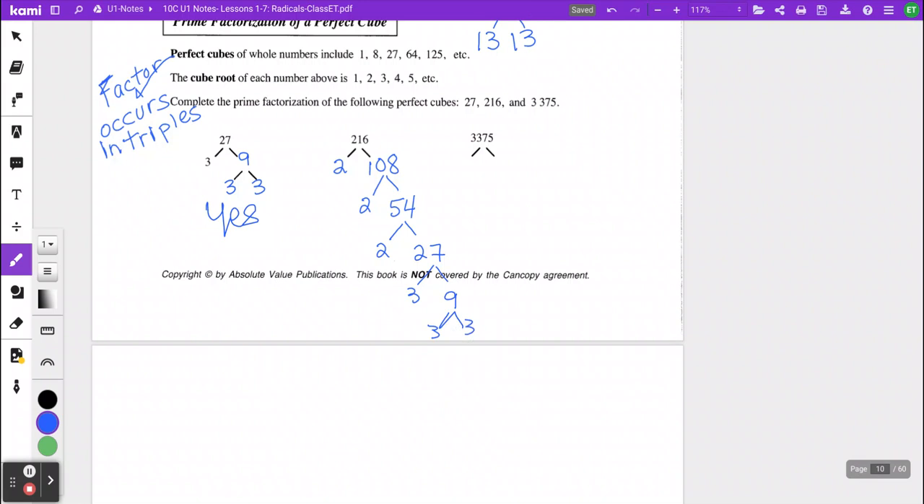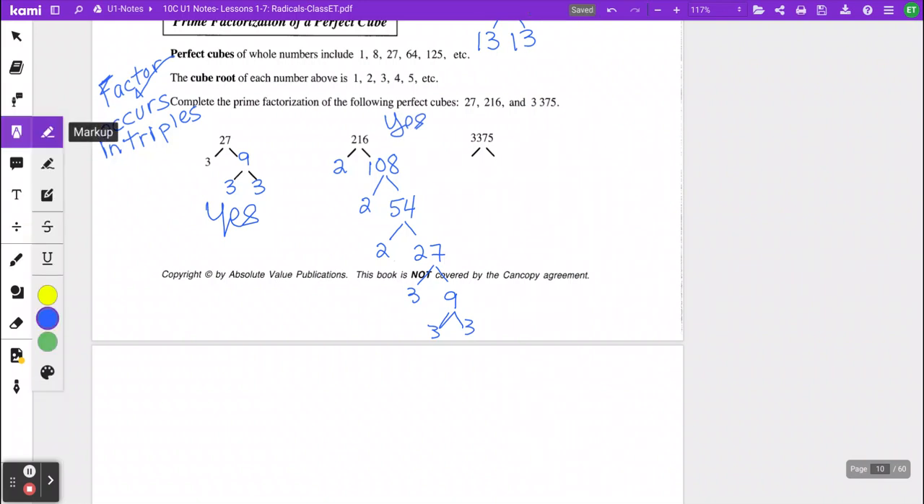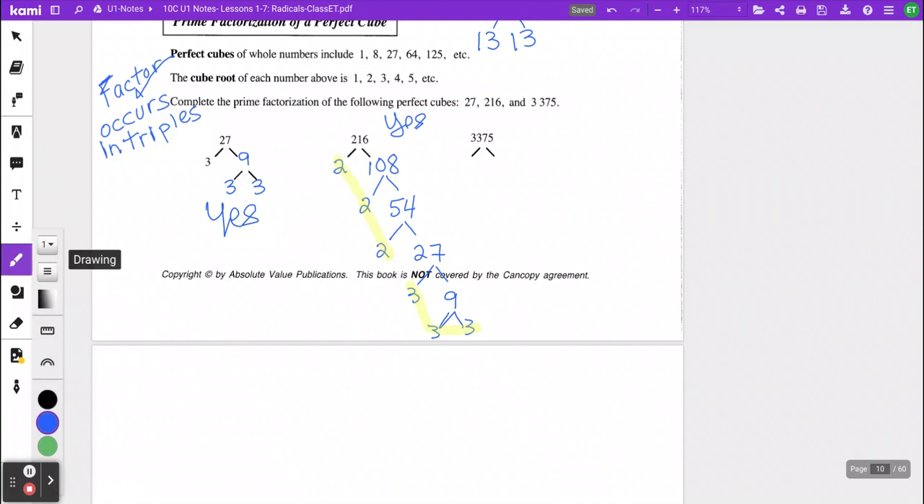So I need triples of my factors. Do I have 3 2s? Yep. Do I have 3 3s? Yes. So that means 216 is, yes, a perfect cube, because everything's showing up in triples in my final answer. So my final answer, I have 3 2s and I've got 3 3s. Okay, and that's how I know.